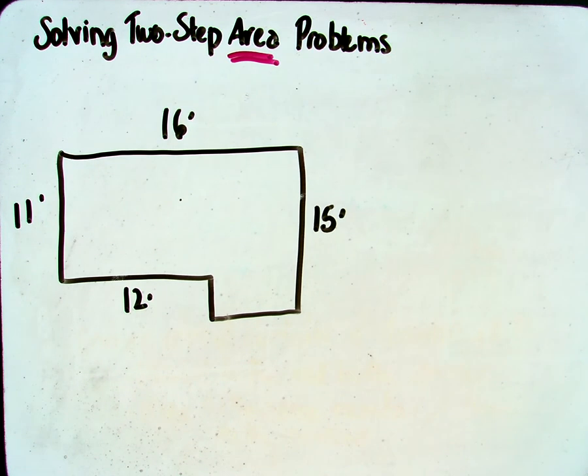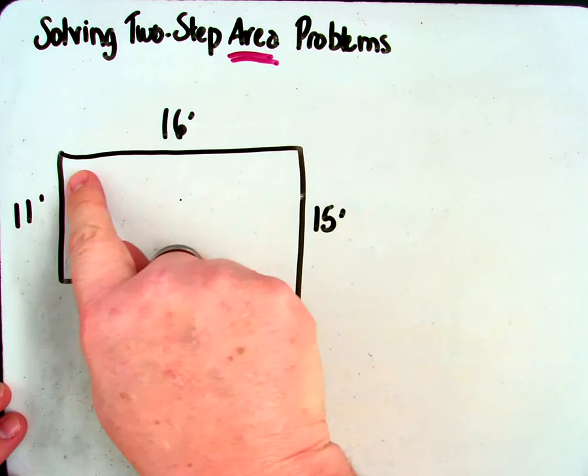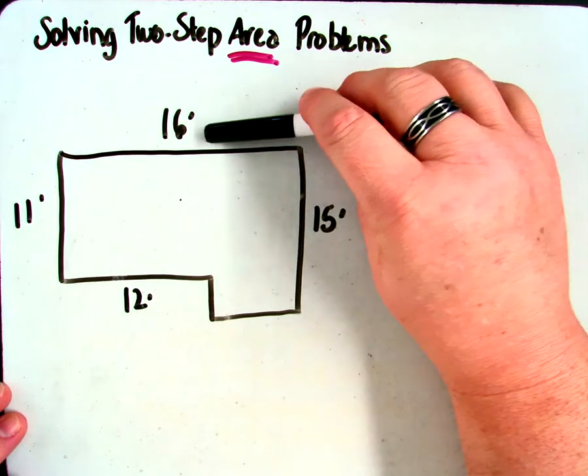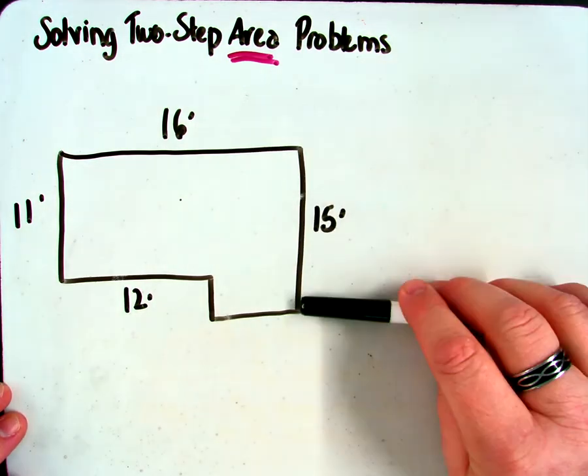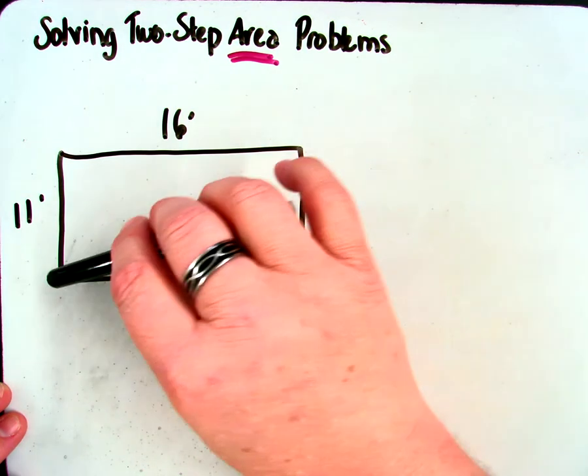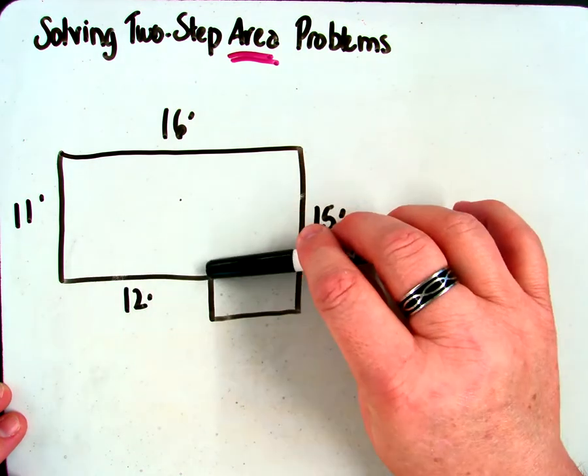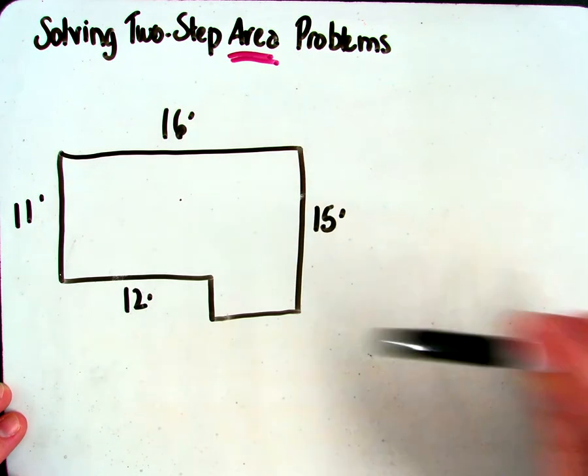Here we have a geometric figure. Let's first see if we have all of the measurements that we need. We know that this is 16 feet. This measurement is 15 feet. This measurement is 12 feet. And this measurement is 11 feet.